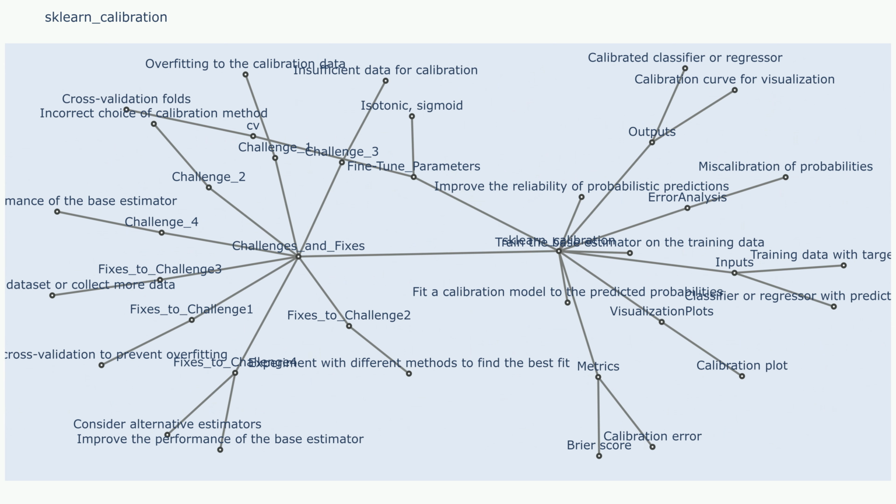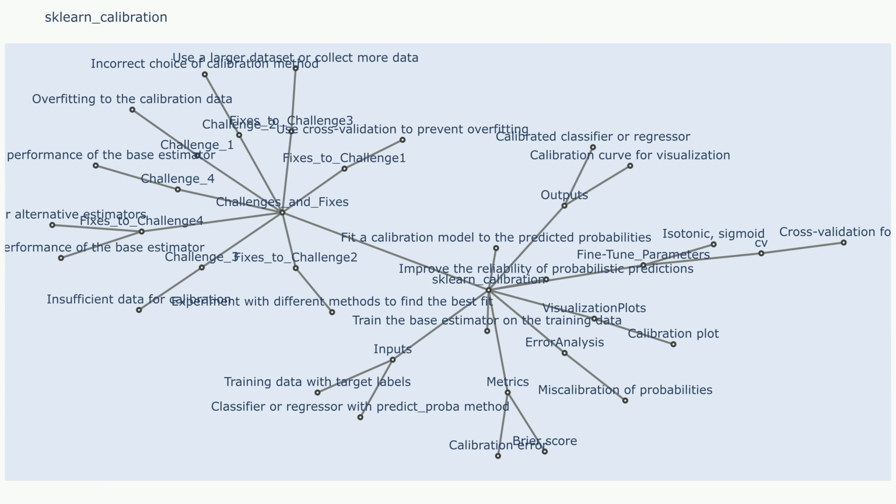Challenges and fixes. Challenge 1. Limited calibration data. Insufficient calibration data can lead to inaccurate calibration, especially when the data is not representative of the true distribution of the events.